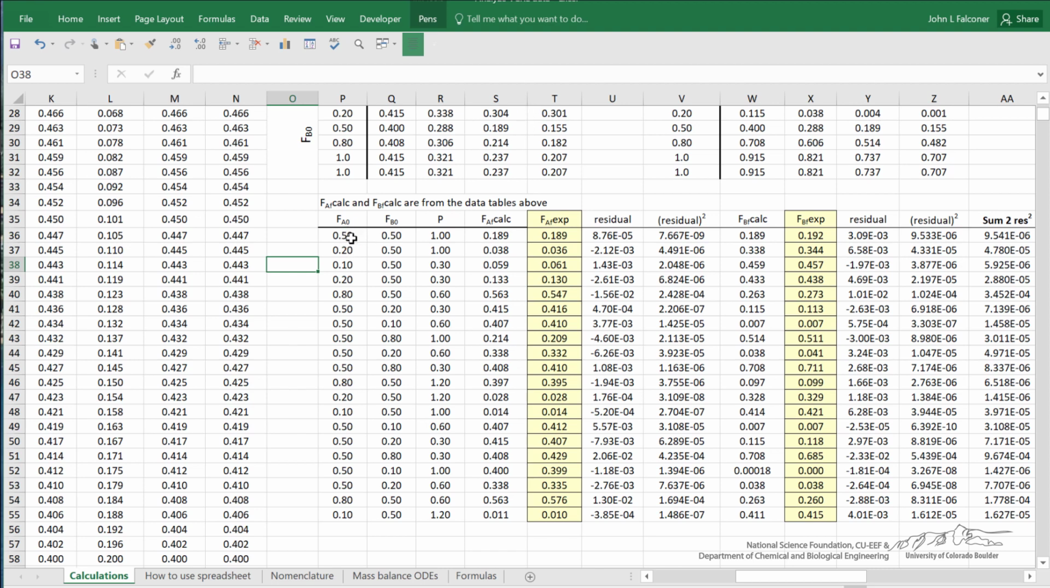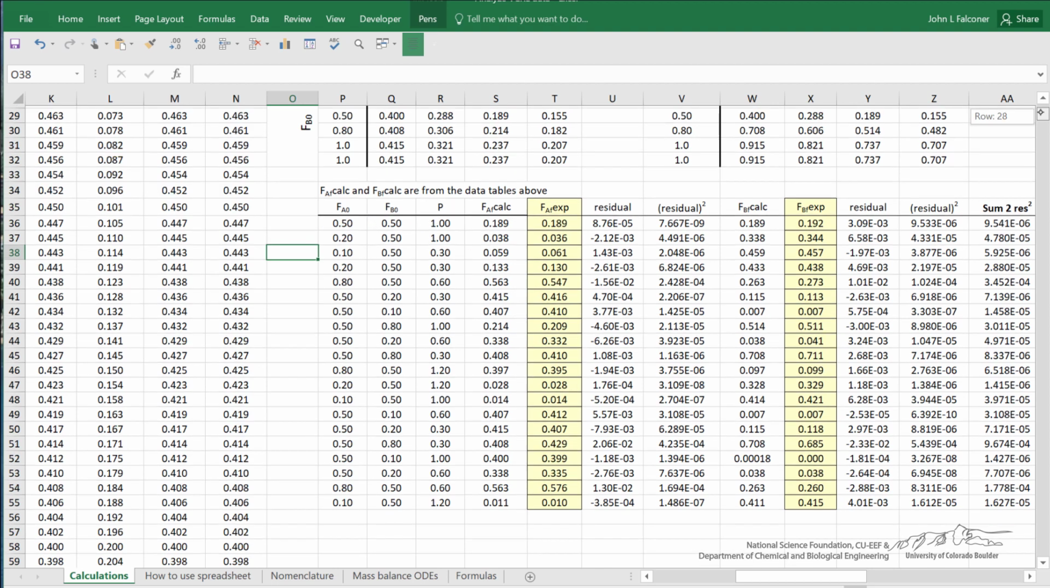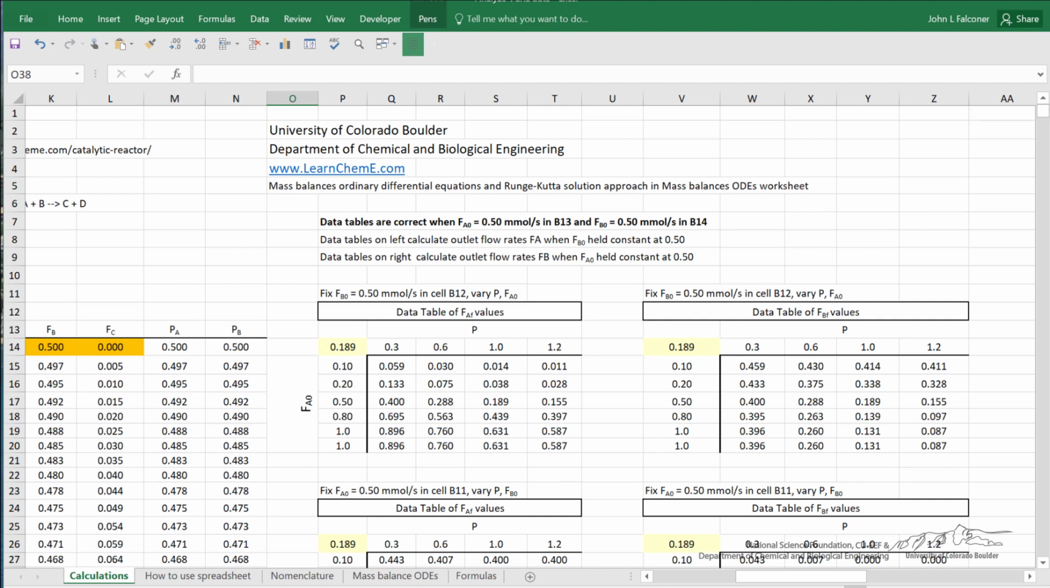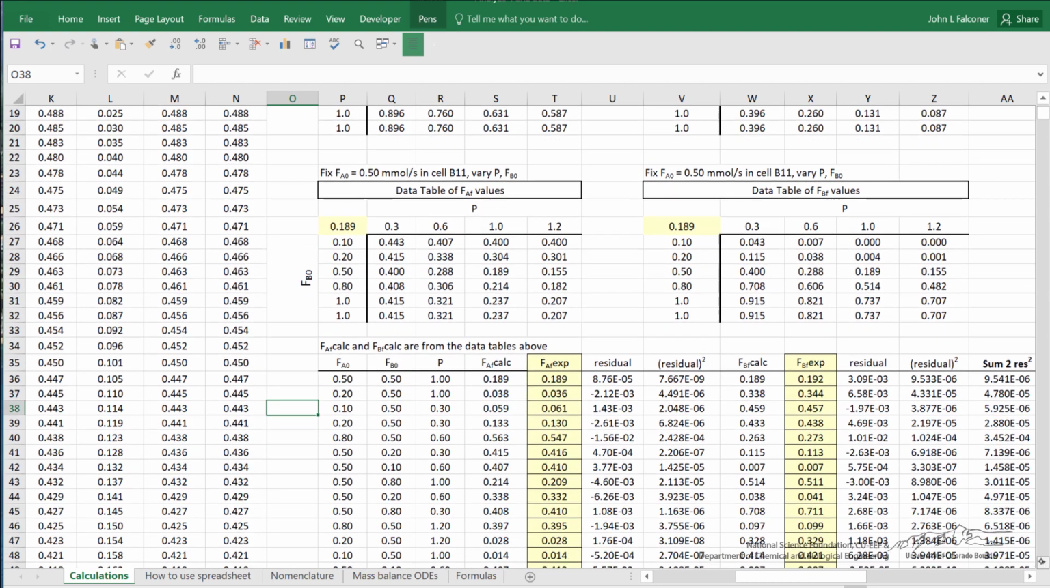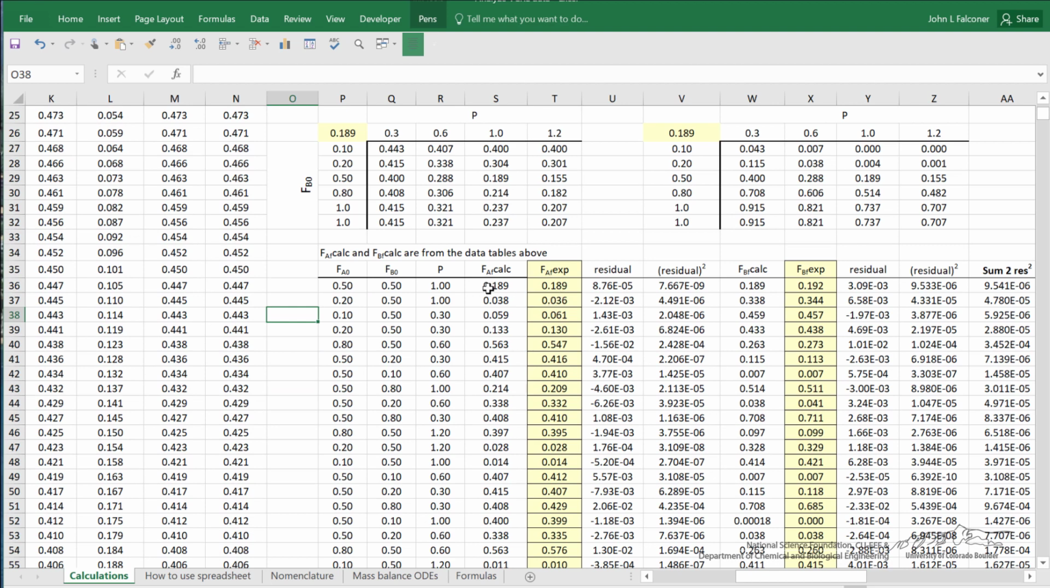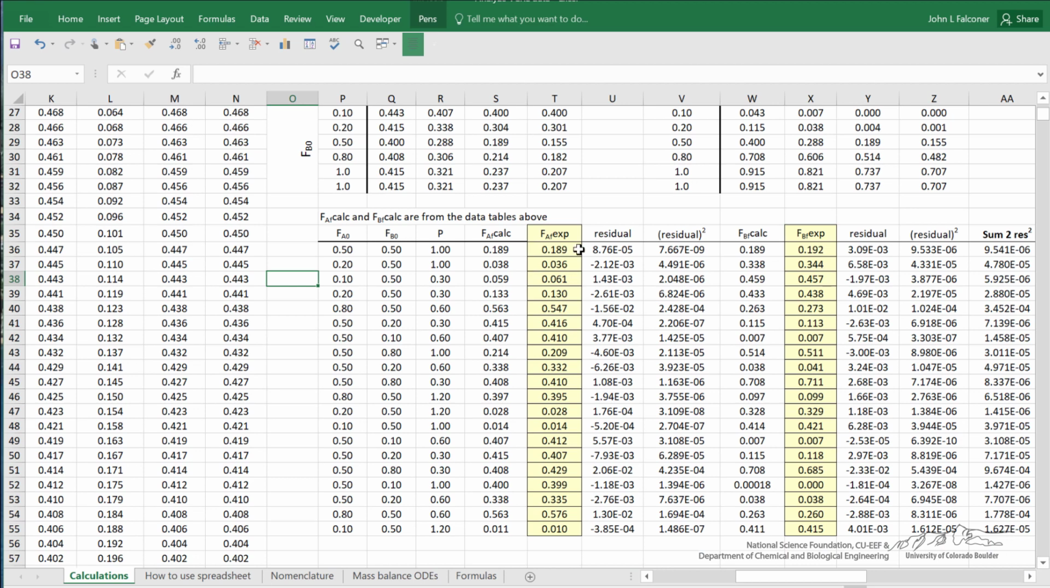For example, flow rate of A and B at 0.5 and pressure 1. And that corresponds to, if I can go back up, 0.189 molar flow rate of A. That's the value that's entered into the table for the calculated value. And of course, you can see it's very close to experimental value since we've done the nonlinear regression. And likewise, we generate this series of values for a flow rate of A, flow rate of B. We then calculate the residuals, how much the calculated value differs from the experimental value.